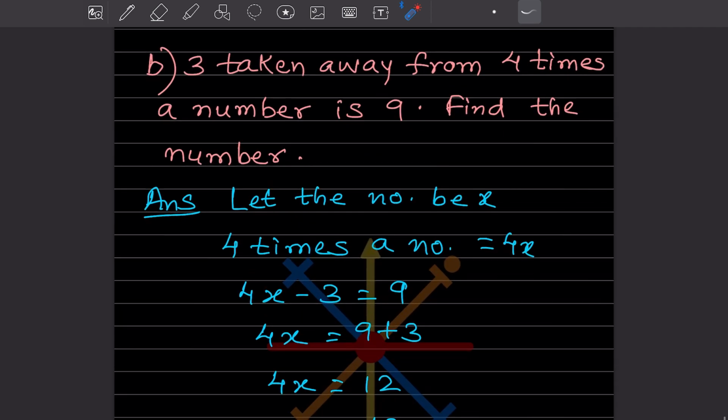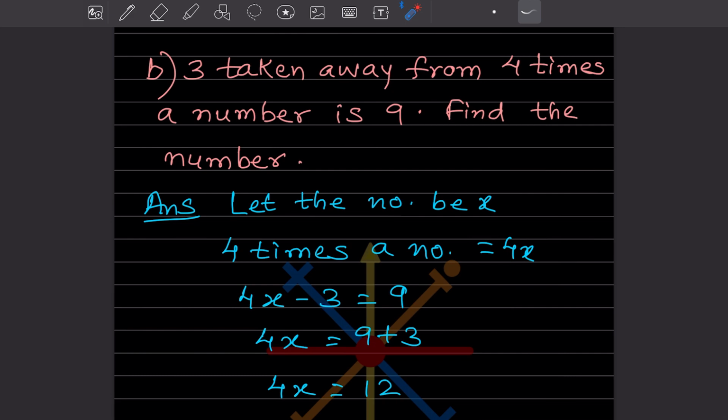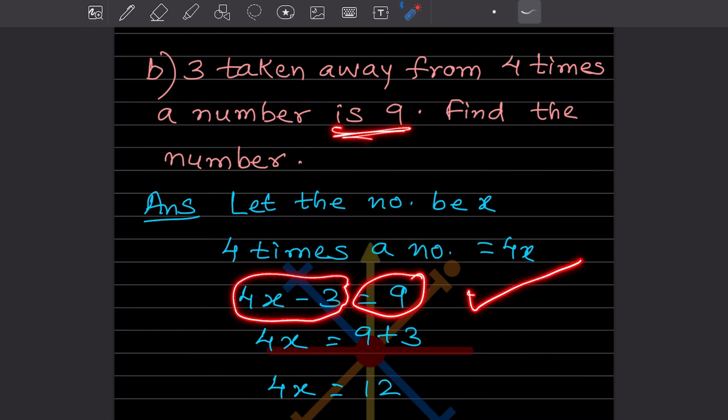Now, this says that 3 taken away from 4 times a number is 9. Find the number. We don't know what is the number, right? So we can write here, let the number be x, okay? Now, 4 times a number means this is multiplication, so it is going to be 4x. So now what did they say? 3 taken from 4 times a number. From 4 times we take away, taken away means we are going to subtract. So this is 4x minus 3 is 9. Is means is equal to 9. So this is the equation what we got.